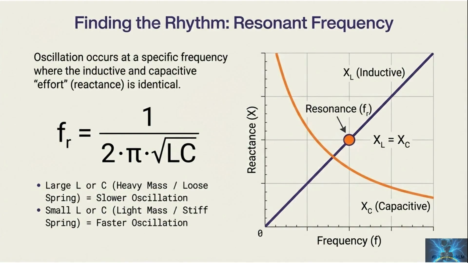Resonance occurs at one specific frequency, where inductive reactance equals capacitive reactance. In plain language, the pushback from inductance matches the pushback from capacitance. Resonant frequency can be said as 1 over 2π times the square root of inductance times capacitance. Bigger inductance, or bigger capacitance, means a slower oscillation. Smaller inductance or smaller capacitance means a faster oscillation. Every inductance and capacitance pair has a natural rhythm.